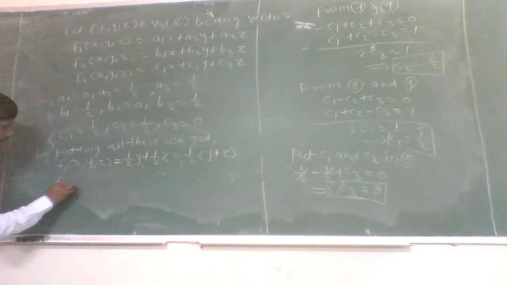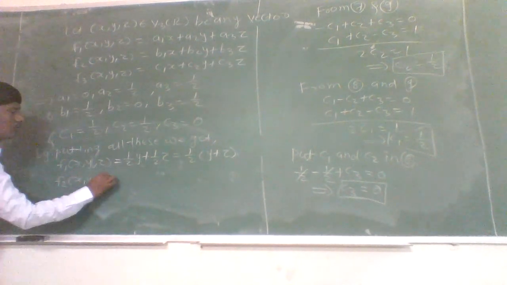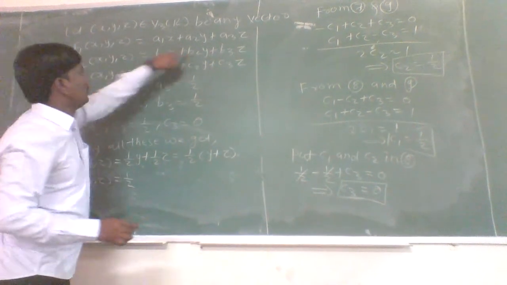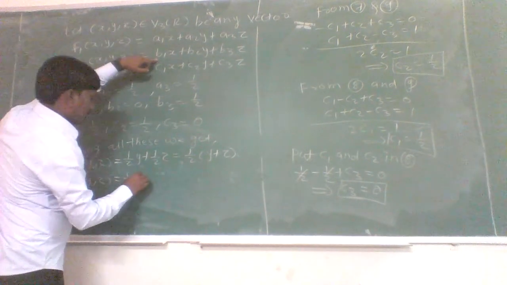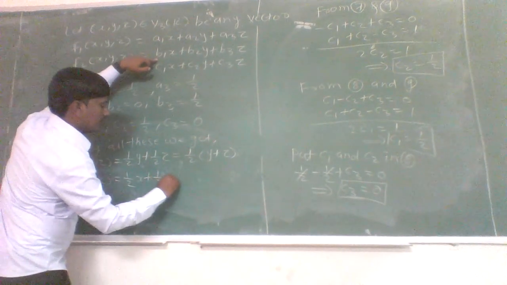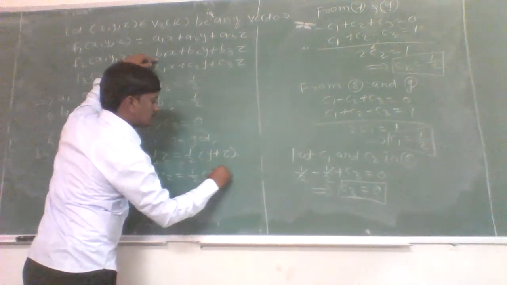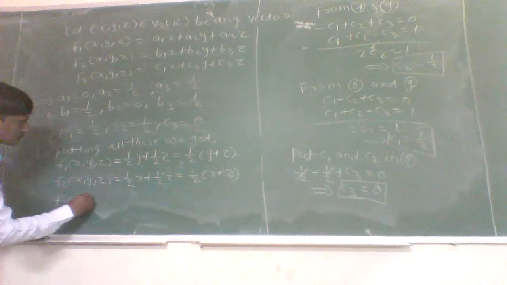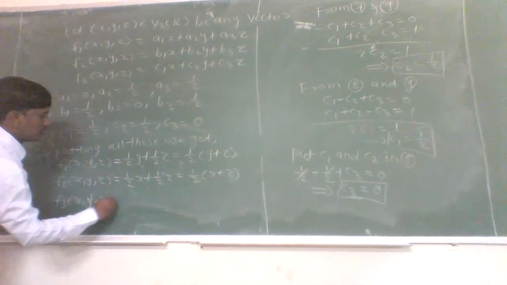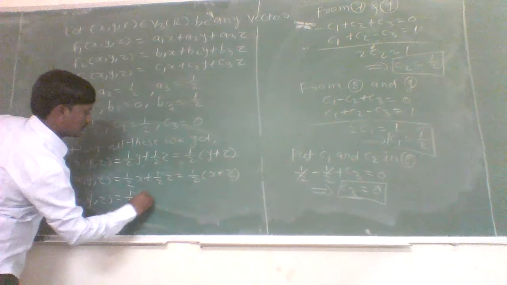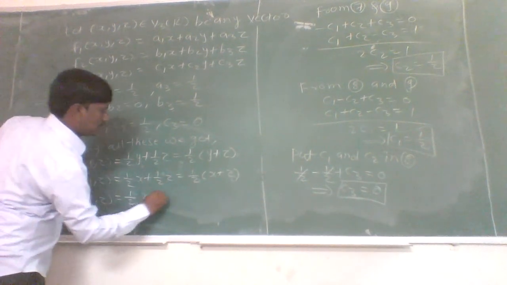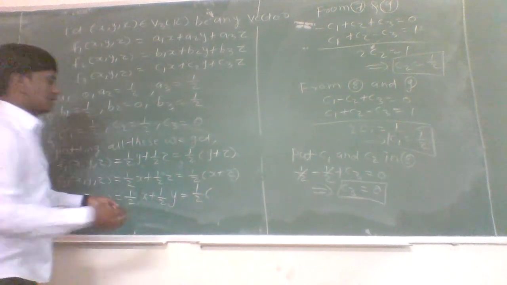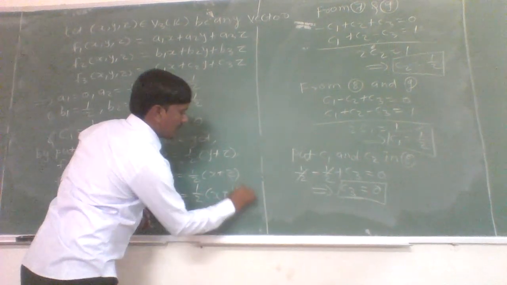Similarly, F2 of XYZ is equal to 1 by 2. Here, B2 is 0. Then it is 1 by 2 X plus 1 by 2 Z, which is equal to 1 by 2 (X plus Z). And F3 of XYZ is equal to 1 by 2 X plus 1 by 2 Y, which is nothing but 1 by 2 (X plus Y).